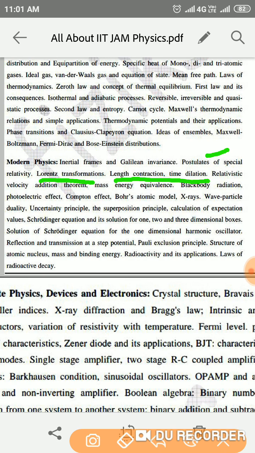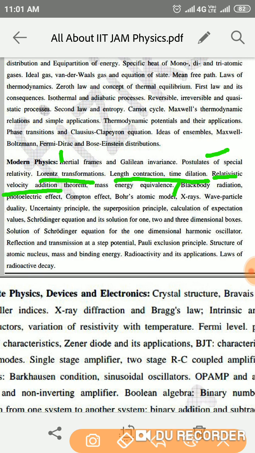And then there is the relativistic velocity addition theorem, that is also very important. Mass energy and Einstein's mass energy equivalence, you are all familiar with. So that's all for relativity. I can say that all the topics mentioned in the modern physics syllabus are very important, so you can't ignore them. I'm just telling it one by one, but you can consider all of the topics as important.